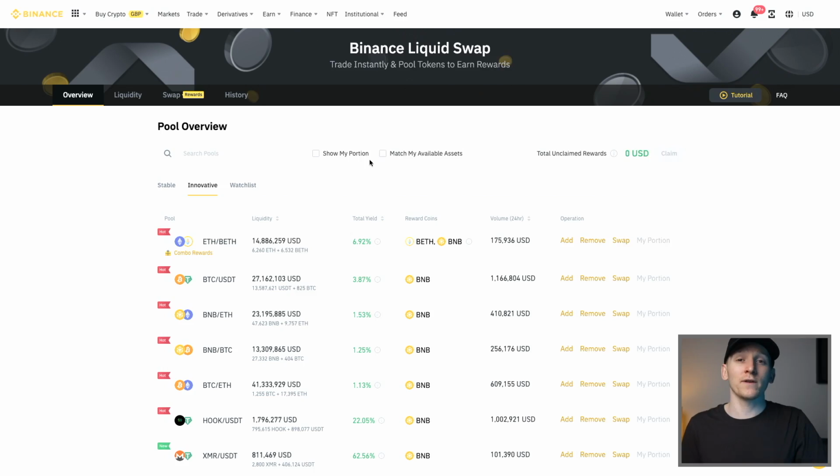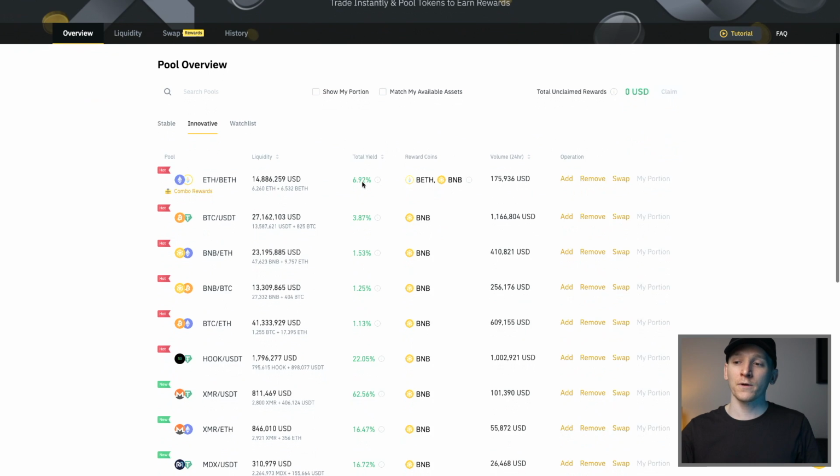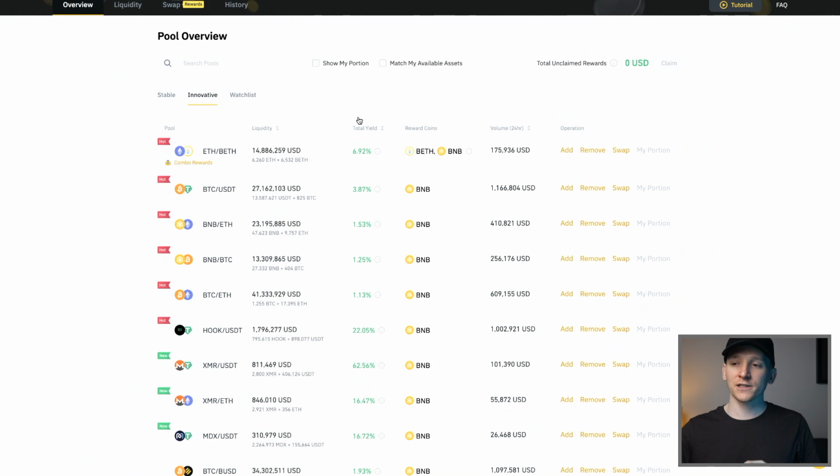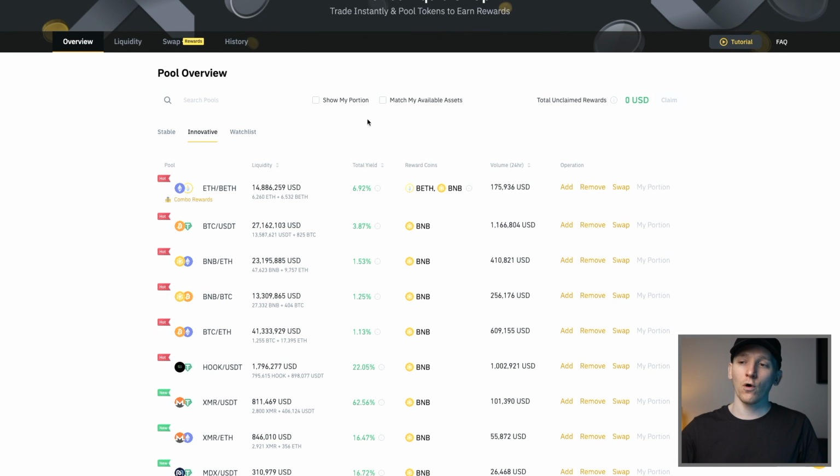In this video, we'll look at Binance liquid swaps, otherwise known as liquidity farming. This is a way to swap tokens, but also a way to earn some yield from the trading fees paid by other traders. So we're going to look at how to actually use that, some of the pros and cons of this system, and how it actually works under the surface.